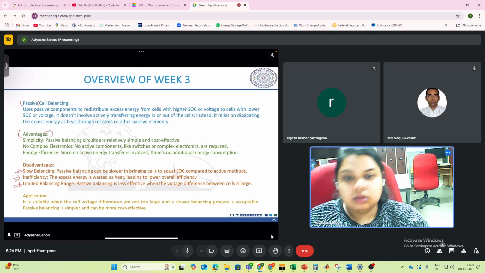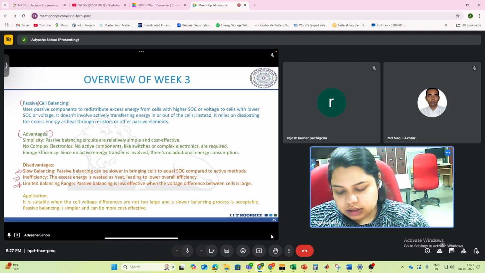That means, let's say a cell is at 90% and another is at 30%. To discharge the 90% SOC battery to 30%, that much difference cannot be handled with passive cell balancing. Even if it can be handled, I think it will take a very high amount of time. So when the difference between the cell SOCs is very large, this process is not effective.